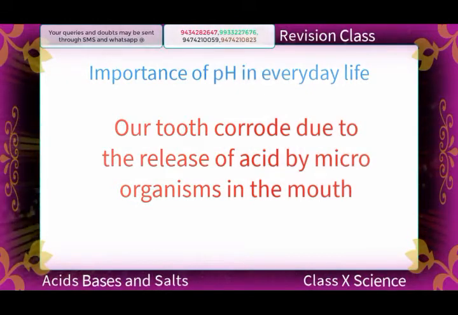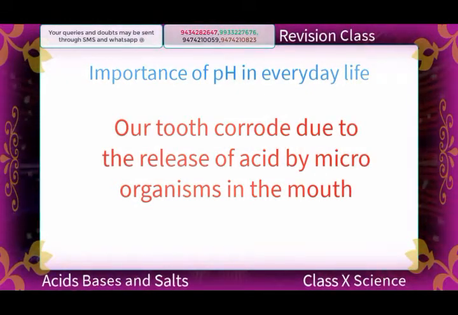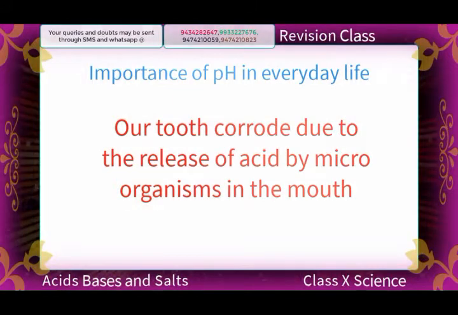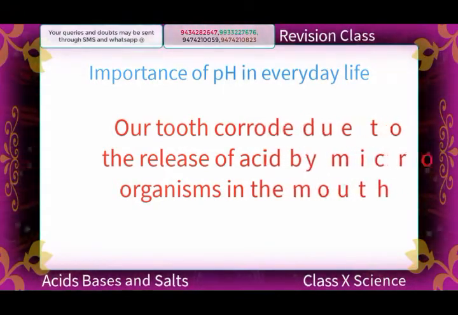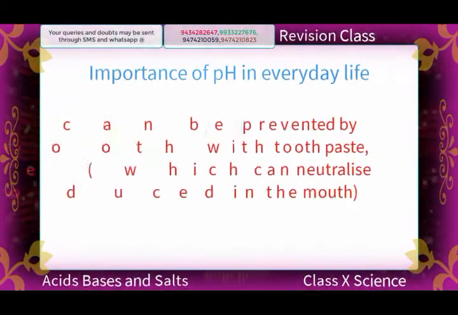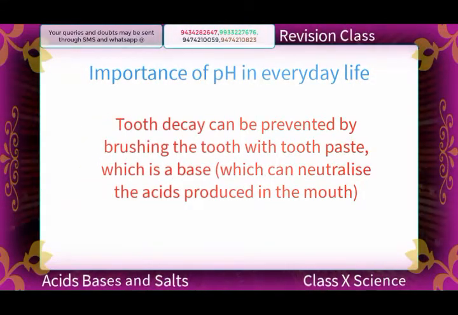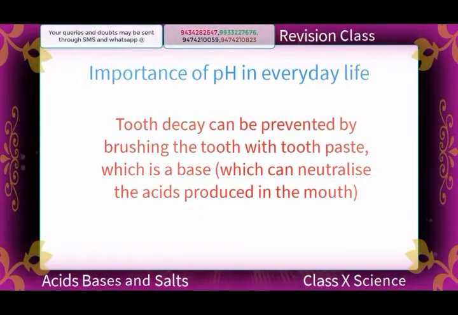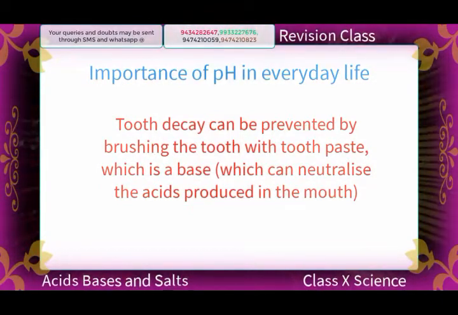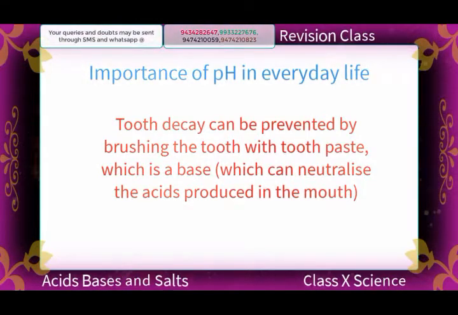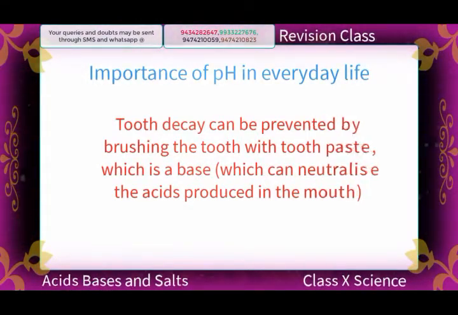So we know that any acid can react with any base. So our tooth is a base and the bacteria release acid which attacks the tooth and causes tooth decay. So this way tooth decay occurs. The best way to prevent this is to clean the mouth after eating food. Usually using toothpaste, which is generally basic, for cleaning the teeth can neutralize the excess acid and prevent tooth decay. So this is how we can prevent tooth decay by brushing our teeth with the help of a mild paste.